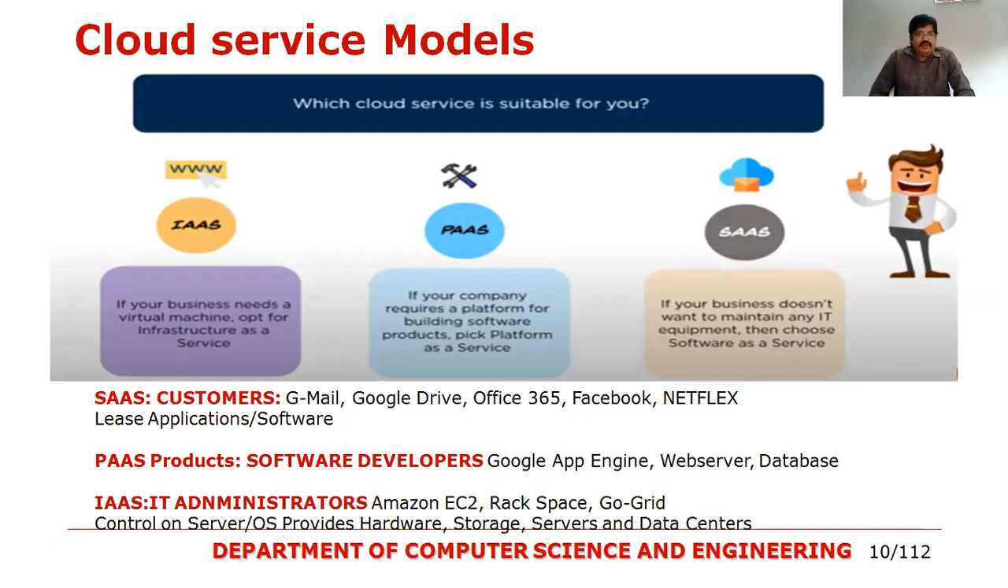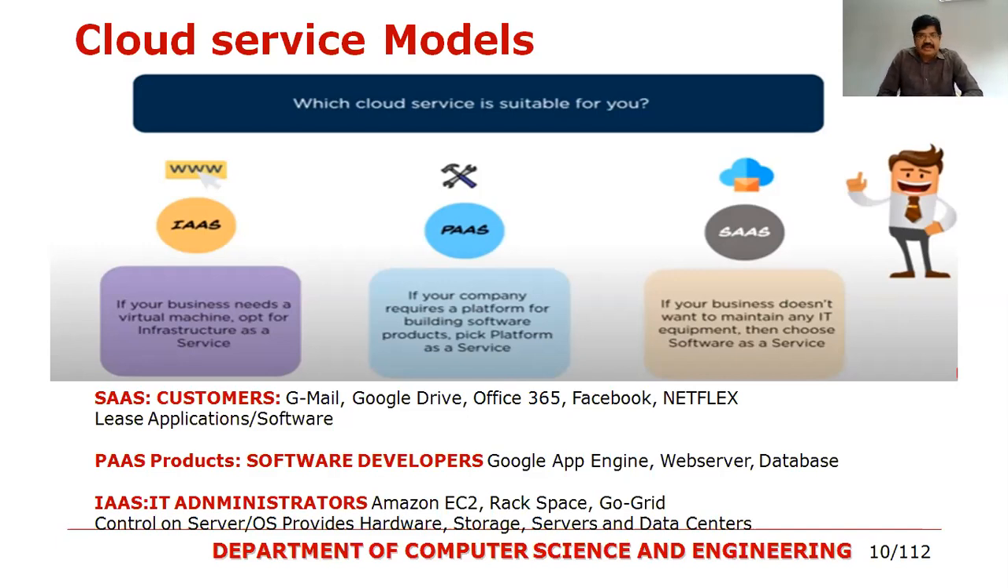So if there is no cloud, what do we do? We need to purchase hardware equipment, an operating system, and data centers. It is a very huge amount we need to spend for that. Instead of that, we take a rental from the cloud service providers. Some cloud service providers offer IaaS, infrastructure as a service. We just take the rental service from them and use it for our basic needs.